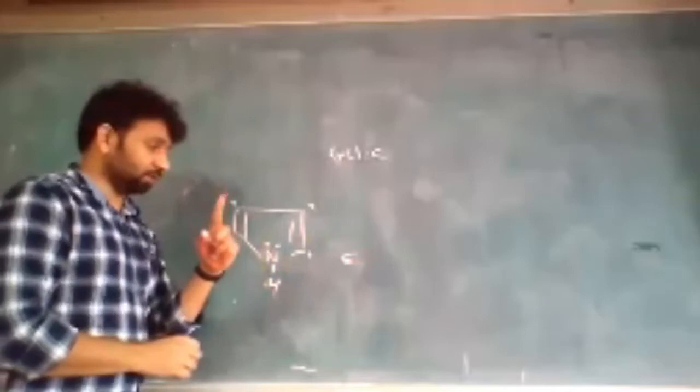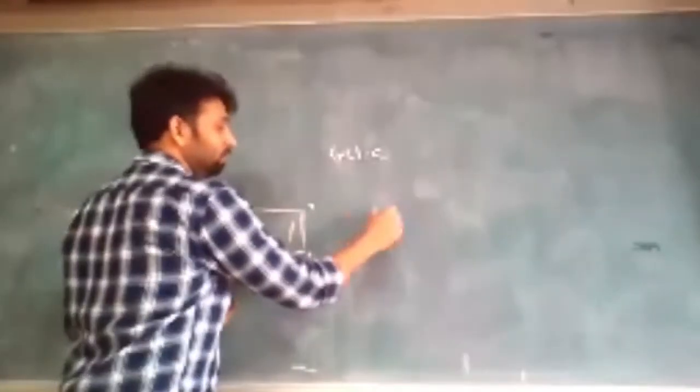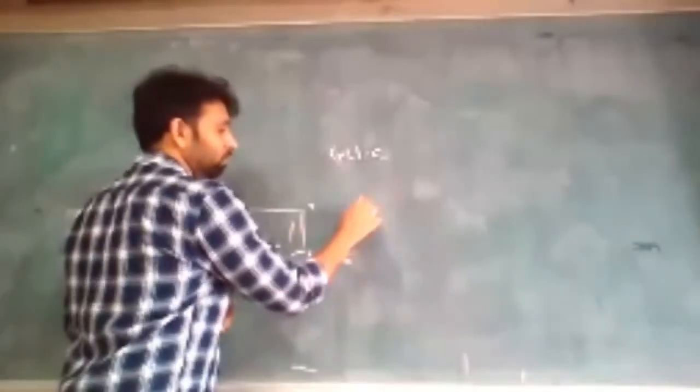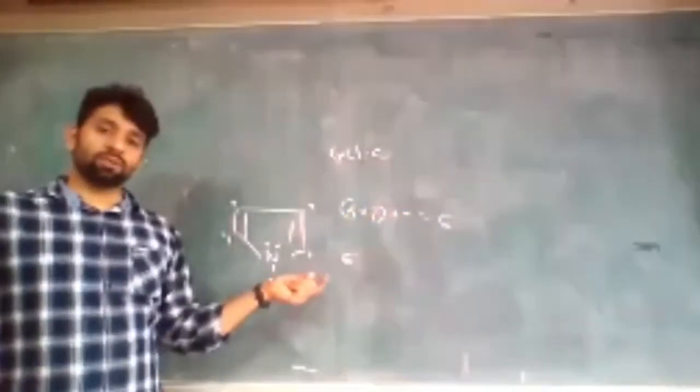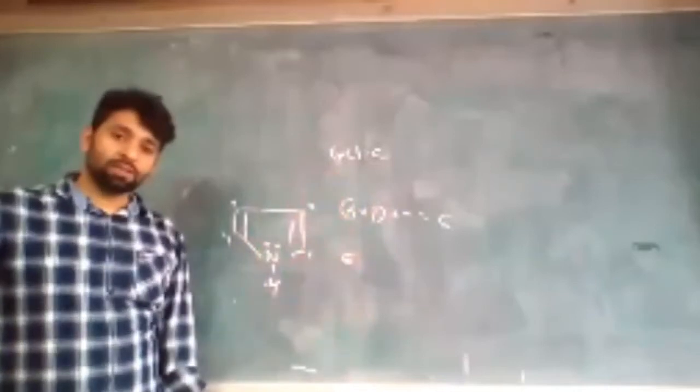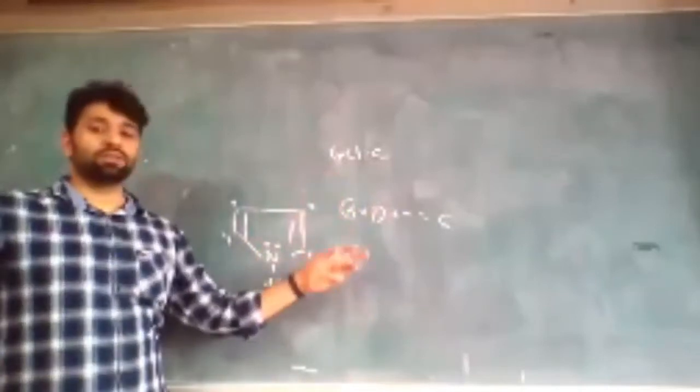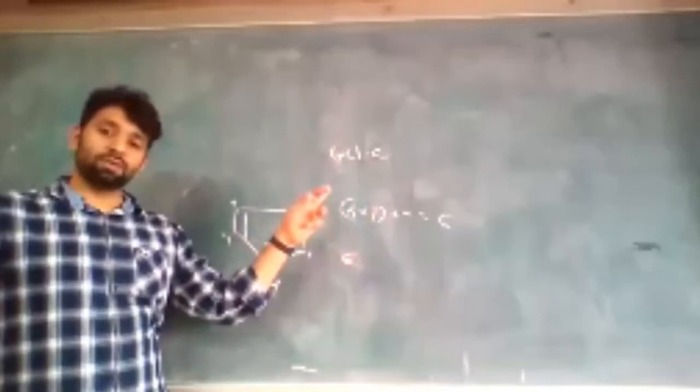So one cyclic ring. Then Huckel's rule follows: 4n plus 2, with n equal to 1, is equal to 6. So 6 is equal to 6. So that is your structure follows.